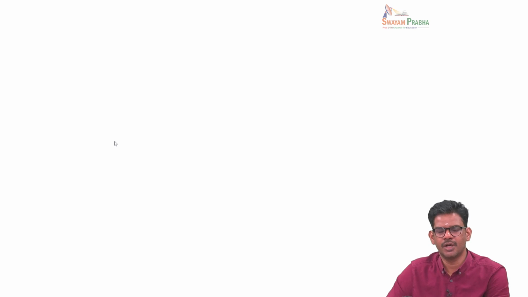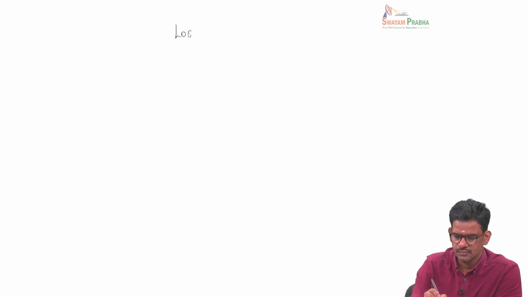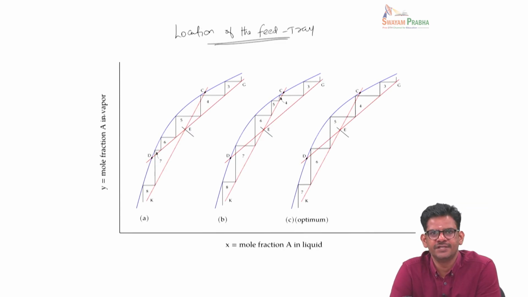Now let's talk about how we find the location of the feed tray. The location of the feed tray can influence the number of theoretical stages. So it is important to find the optimum location for the feed tray, so that we can operate the distillation column at the optimal number of trays. To illustrate this effect of feed location on the number of stages, we have taken some examples here.